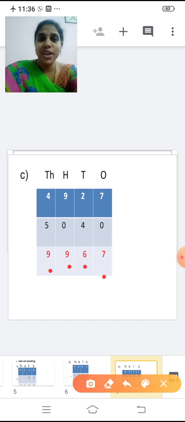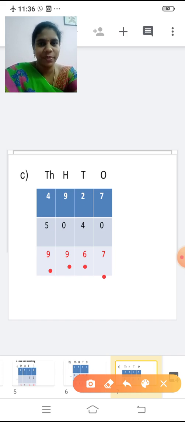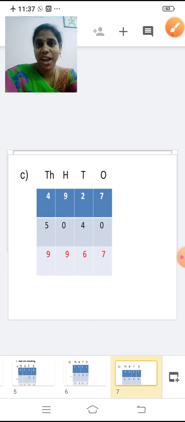9,967. When you add 4,927 and 5,040, the answer is 9,967. So first we have to add the ones place, that is 7 plus 0 is 7. Then the tens place, 2 plus 4, 6. Then the hundreds place, 9 plus 0 is 9. Then the thousands place, 4 plus 5 is 9. Clear, children? Now you know how to add the 4-digit numbers, right? Shall we move on to the next one?